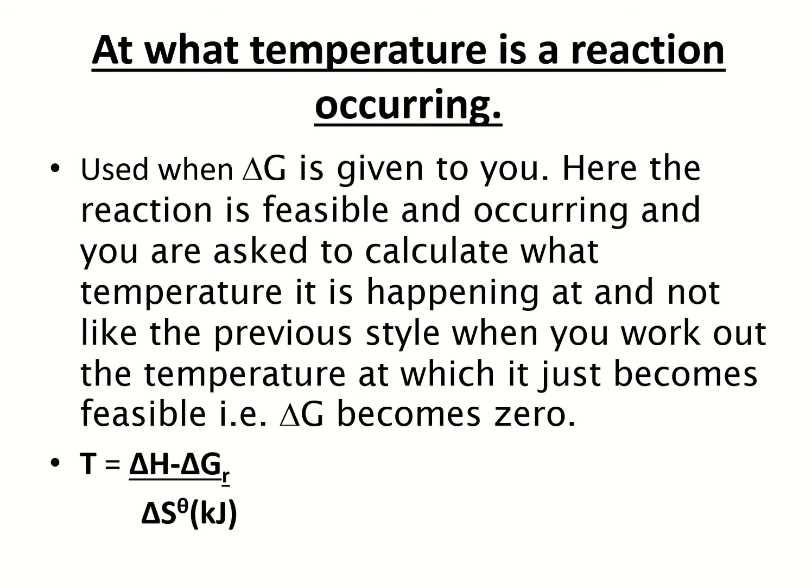So the final formula this time is to work out at what temperature a reaction is actually occurring. The last formula allowed us to work out at what temperature a reaction becomes feasible. This time the reaction is actually happening, but we've got to work out what temperature. So that is delta H minus delta G over delta S, in kilojoules. Again, a very important formula. Copy it down, make sure you learn it.